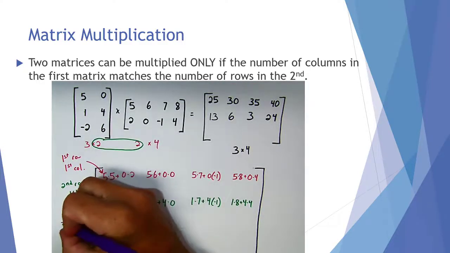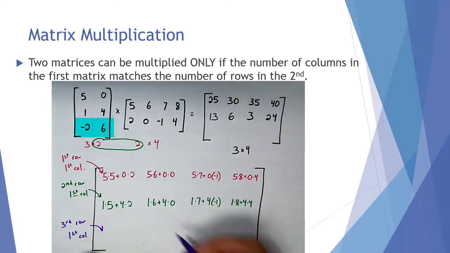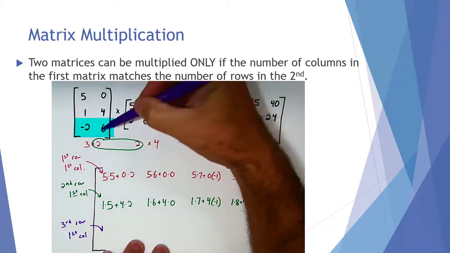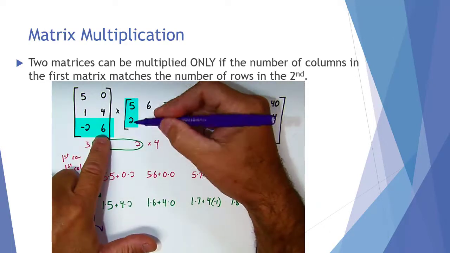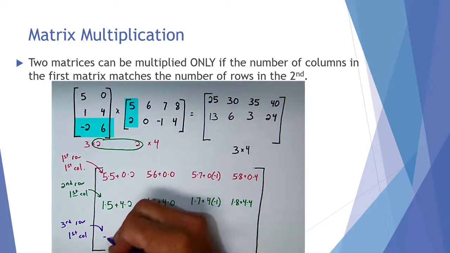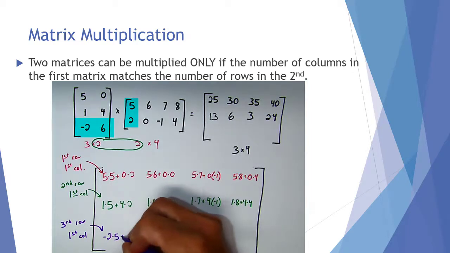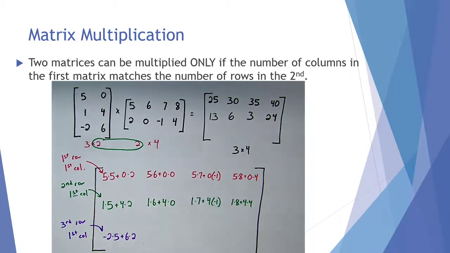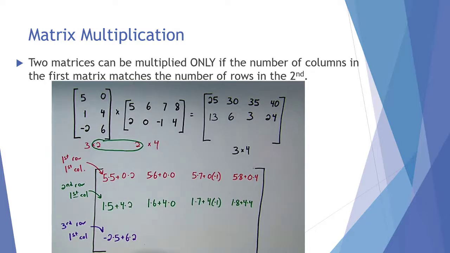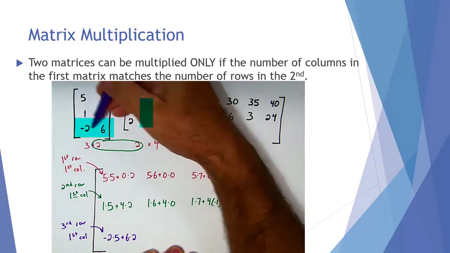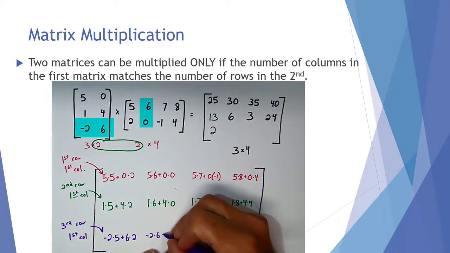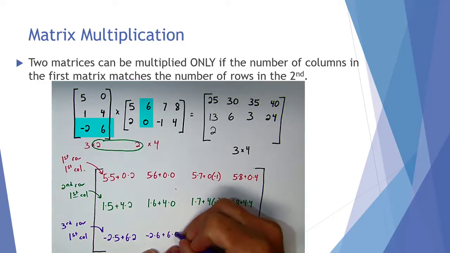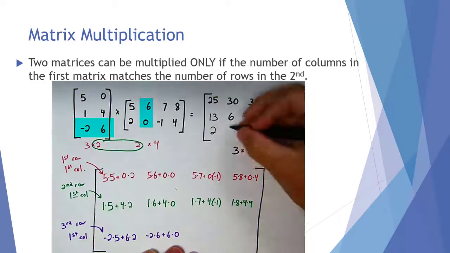Okay, for our third row, first column, I want to find the dot product of the third row here by the first column here. So negative 2, 6, and 5, 2, that becomes negative 2 times 5 plus 6 times 2. And that's, of course, negative 10 plus 12. That entry is 2. Third row, second column. Combine the third row with the second column. That's going to be negative 2 times 6 plus 6 times 0. Or in other words, negative 12.